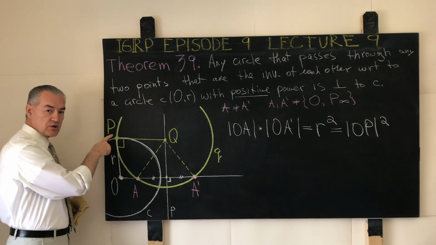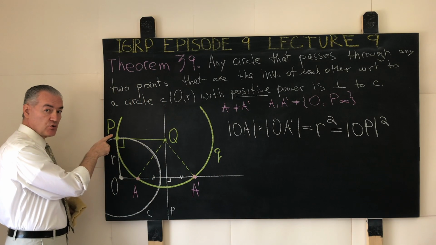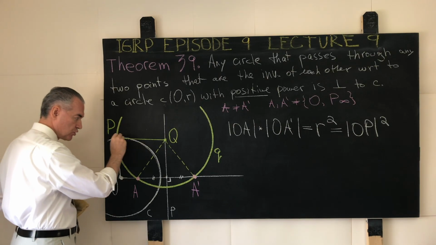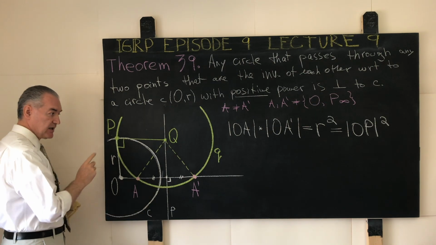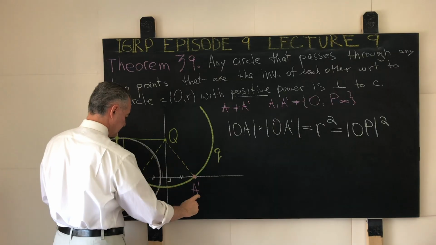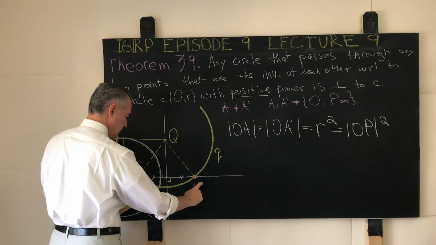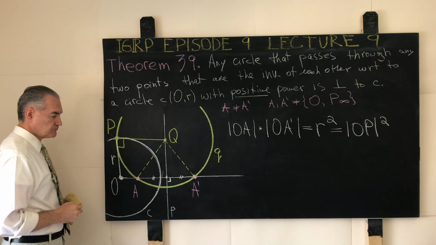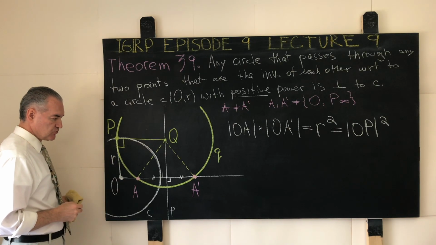Because again, our sample point P belongs to two geometric objects at once. It belongs to the circle of inversion C, and it belongs to our sample circle Q that passes through the inversive images of each other. And now for the last step of our proof, what do we do here?